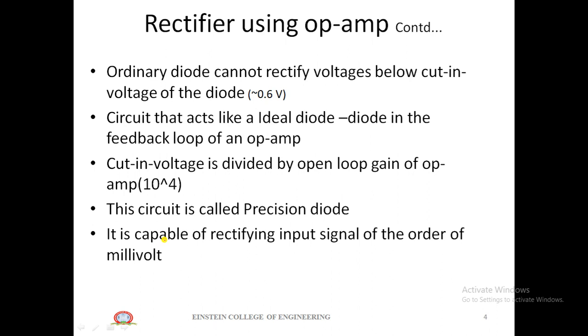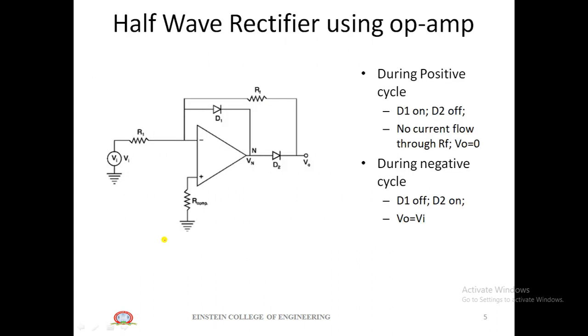So now we are going to see the half wave rectifier using operational amplifier and full wave rectifier using operational amplifier. This is the circuit for half wave rectifier using operational amplifier. Here we are using two diodes in the feedback loop of the operational amplifier. The input signal is given to the inverting terminal of the operational amplifier. So here we are using inverting amplifier configuration.